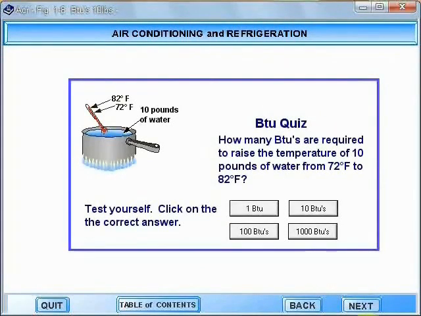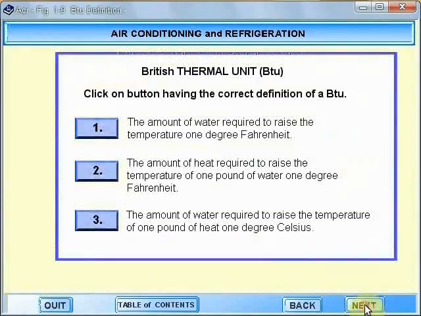How many BTUs are required to raise the temperature of 10 pounds of water from 72 degrees to 82 degrees? Go ahead, test yourself. Click on the correct answer. That's the correct answer. You get a gold star. Click on the button that has the correct definition for a BTU. Now be careful because I tried to trick you. Very good. That's the correct answer.